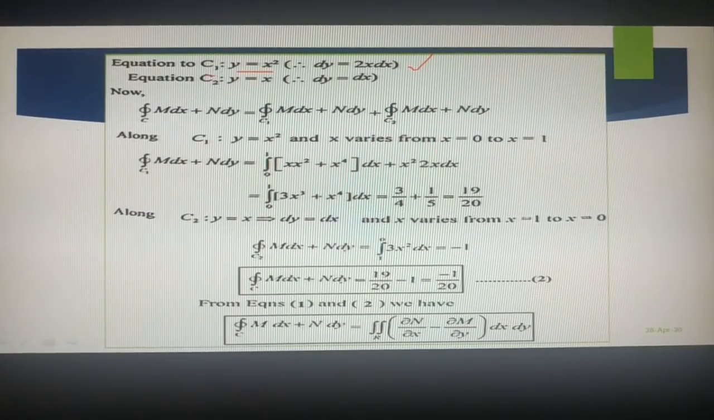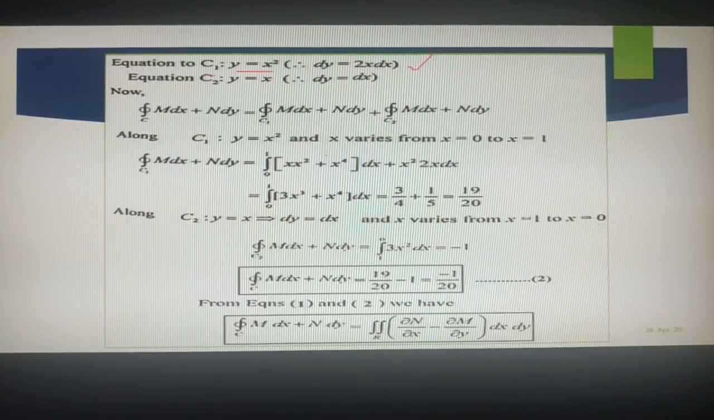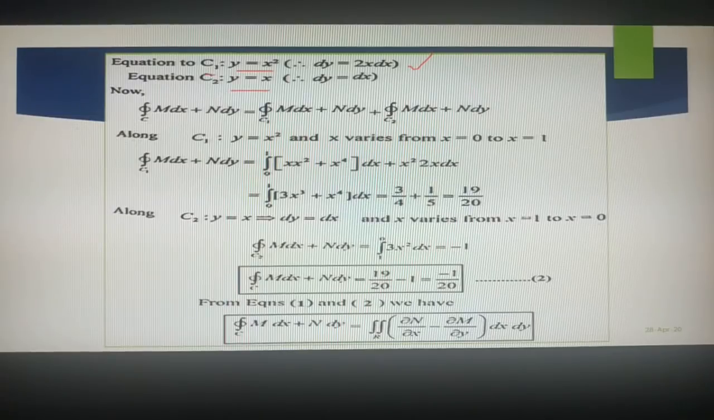Because y is varying, the next line, I consider the parabola y is equal to x square. In that case, x has constant limits: x is changing from 0 to 1. Similarly for y is equal to x, when y is equal to x, x is varying from 1 to 0. Let us see how it happens.